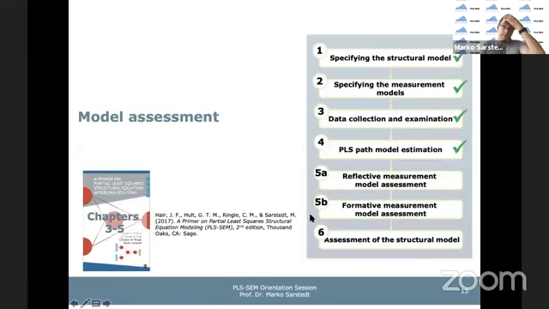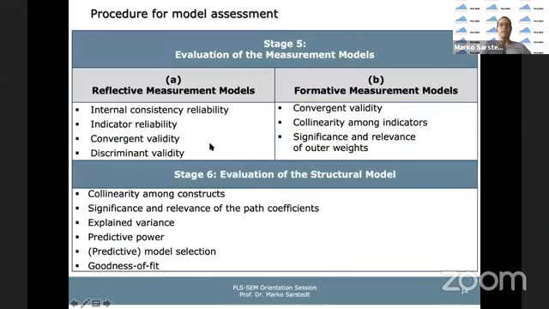Okay, so the model assessment. This is typically where the most problems come up and where the most challenges are. And this is just so that you have heard these different measures. There are basically these two types of measures that we have to assess: reflective measures and formative measures. Reflective, errors go from the constructs to the indicators. Formative measures, errors go from the indicators to the constructs. And there are different types of things that we have to evaluate then.